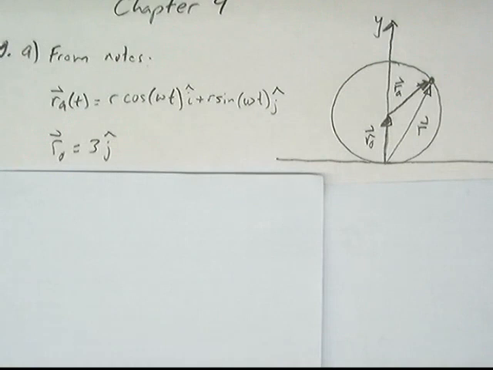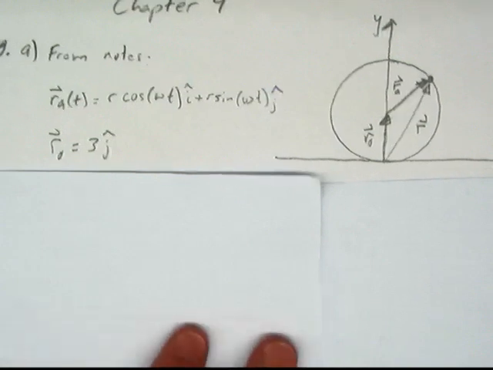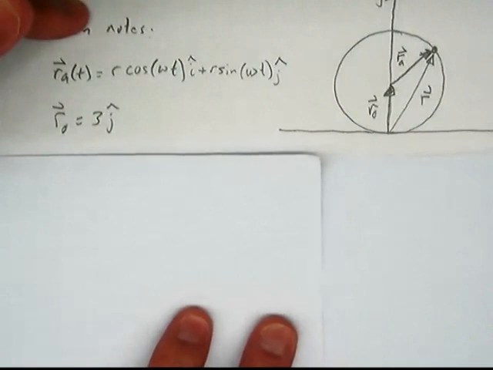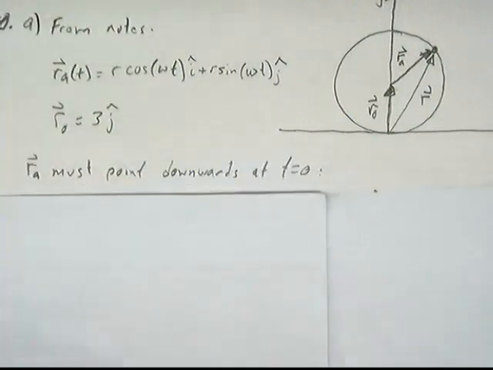Okay, now before I do that, this is obvious, right? It tells you that the radius of the circle is 3, right? So r sub 0 is a fixed vector that only points upwards in the j direction and has a magnitude of 3. So r sub 0 should be 3j. I think that should be fairly obvious, right? But this phase business: r sub a must point downwards at t equals 0.